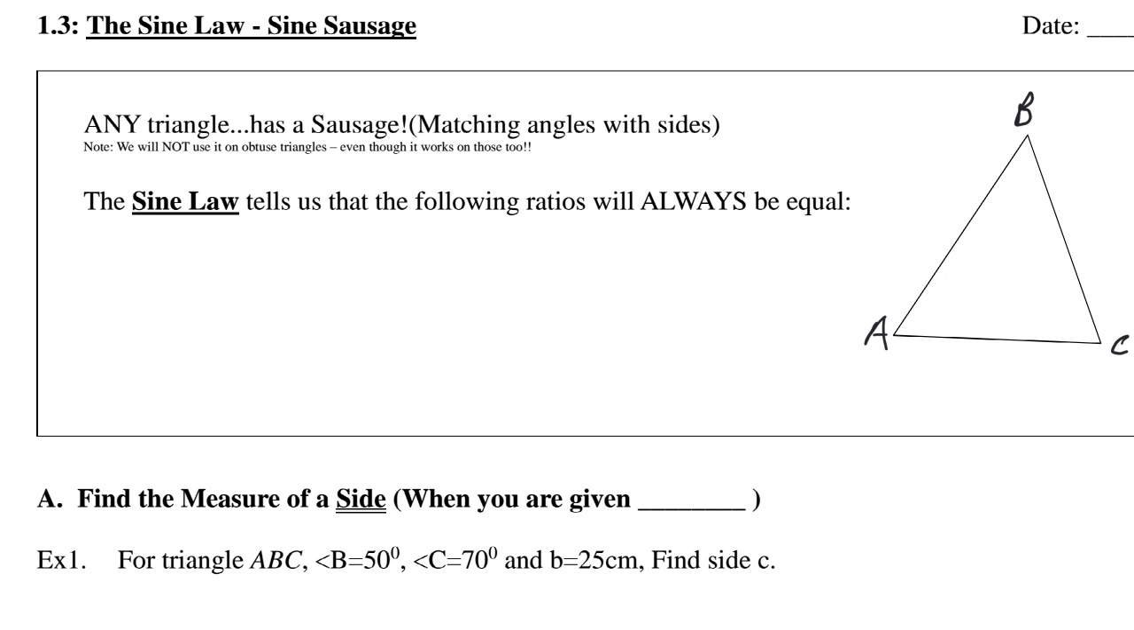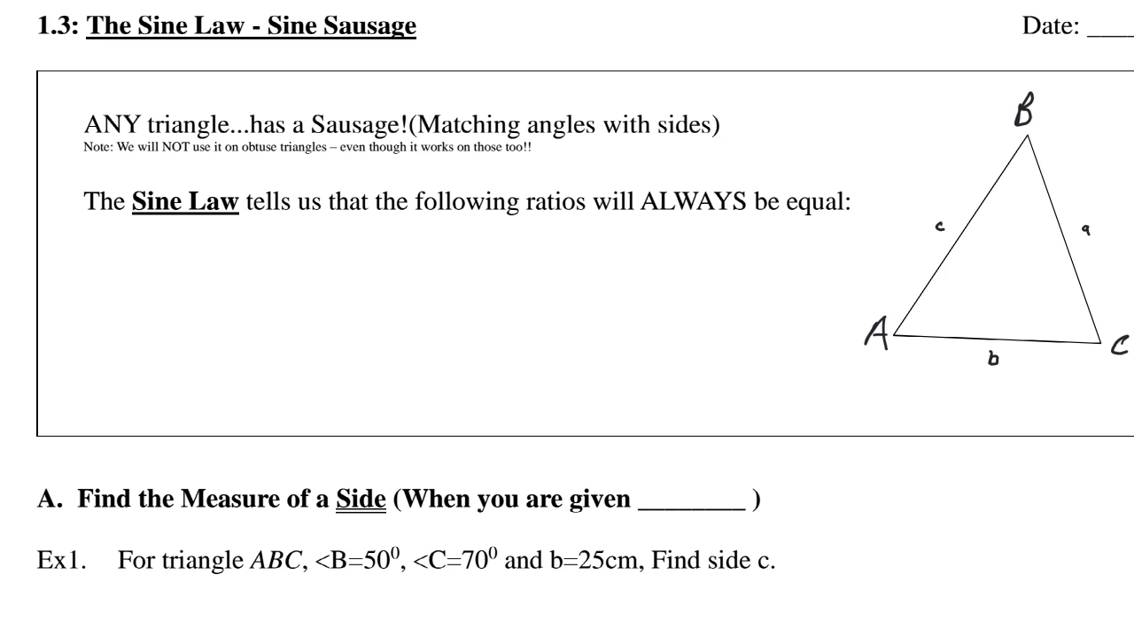We need to recognize that any triangle has a sine sausage. That means we have a matching angle with its side. So, for example, here is one sine sausage. Okay? So if you look, for angle A, we have side A on the opposite side. For angle C, we have side C on the opposite side. And for angle B, we have side B on the opposite side.